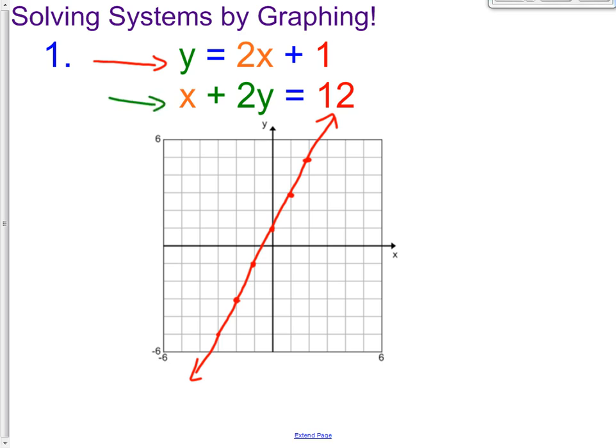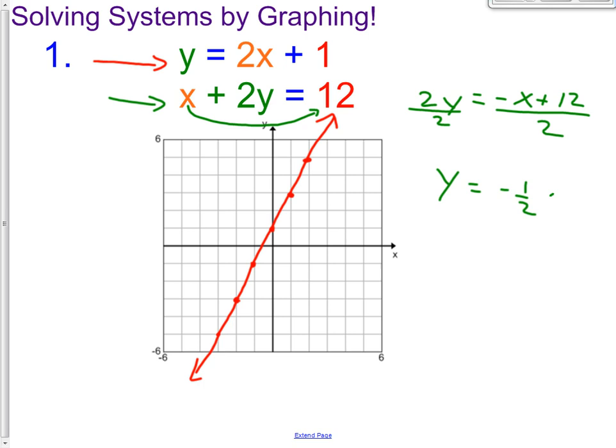I think I could speak for all of us when I say that we feel most comfortable graphing out of slope-intercept form. So let's change it into slope-intercept form by subtracting an x. We would now get 2y equals a negative x plus 12. I hope everyone sees that I just moved this x over to here. So now I'm going to divide both sides by 2, and I have y equals a negative 1/2 x plus 6. A negative x divided by 2 is a negative 1/2 x, and 12 divided by 2 is 6.